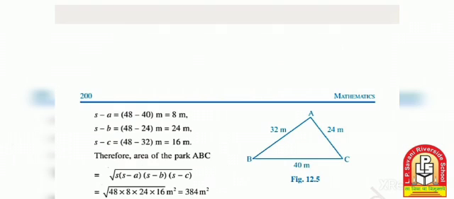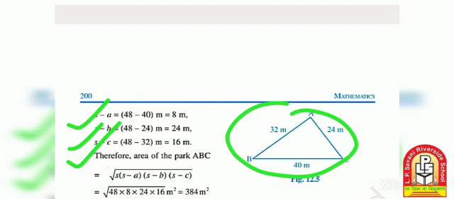Then we have to find s minus a. s is the half perimeter which we found already, and we put the value 40 as a. So s minus a is 8. Then s minus b is 48 minus 24, that is 24. Then s minus c is 48 minus 32, that is 16. In this way you can find s minus a, s minus b, and s minus c if you know the values of a, b, and c.